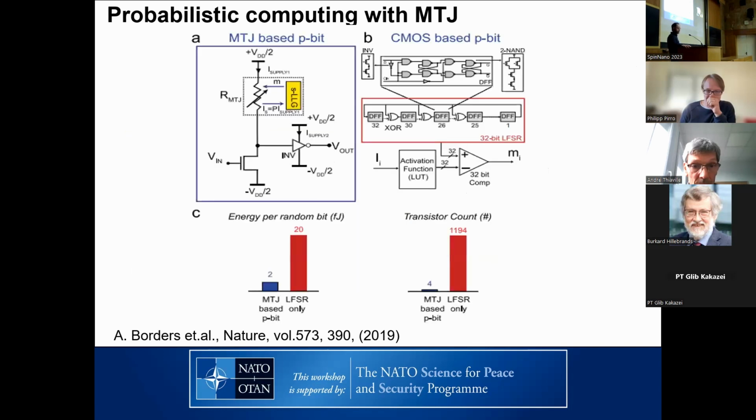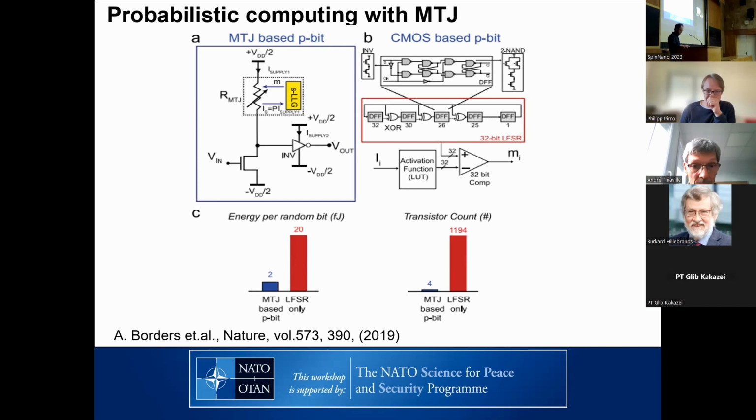Because you can use CMOS elements. There are stochastic generators using CMOS, but as you see, we are talking about thousands of transistors, and we are talking about much higher energy consumption. Okay, so this was a magnetic tunnel junction.